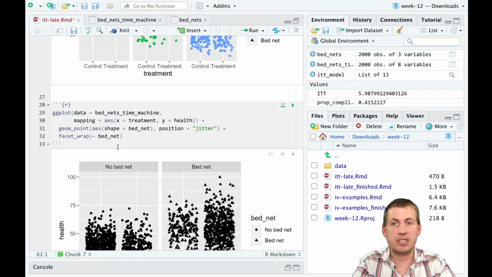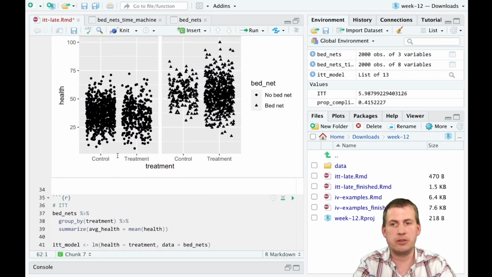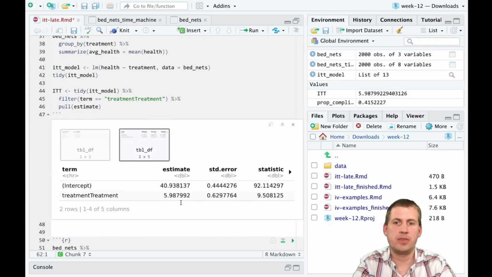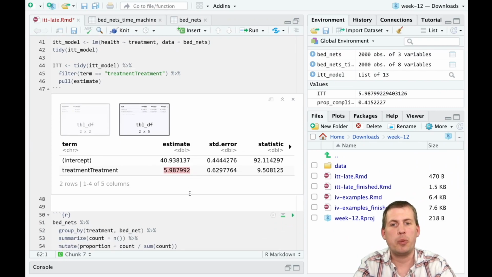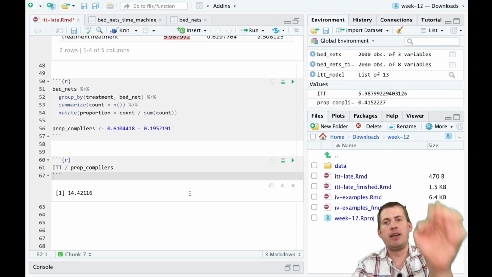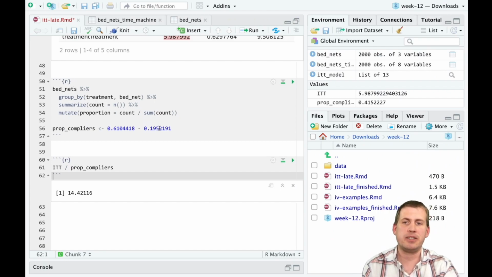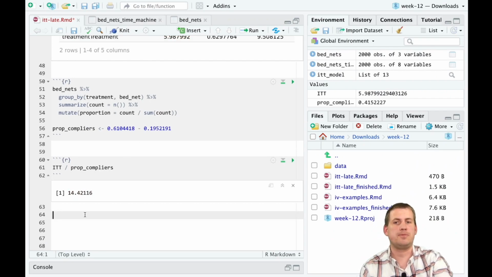Before, when we just looked at the intent to treat, just whether or not you were assigned to treatment or control, the intent to treat was 6. That's a lot smaller because that's including the always takers and the never takers. By doing this weird math and dividing the intent to treat by the proportion of compliers, that lets us limit that causal effect to just the compliers, and it's actually a higher causal effect now, it's 14.42. And this is arguably more accurate.